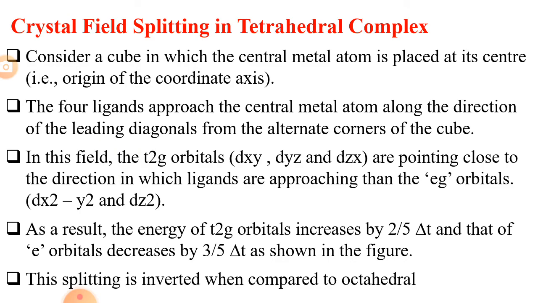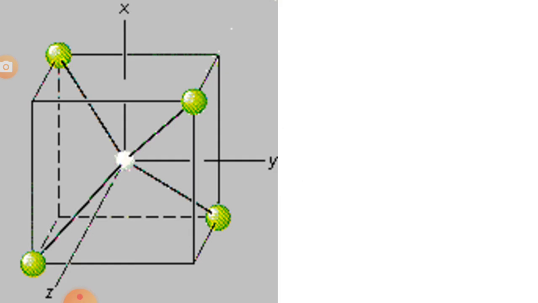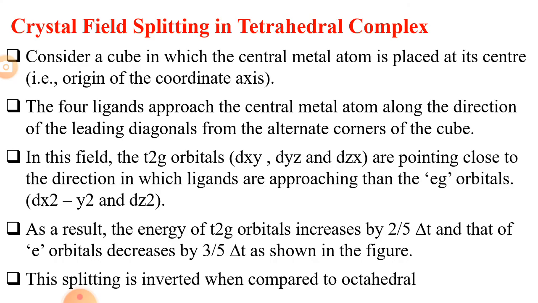The 4 ligands approach the central metal atom along the direction of the leading diagonals from alternate corners of the cube. There are 4 ligands placed in alternate corners of the cube. There is the x-axis and another one is the y-axis, but the 4 ligands are placed in alternate corners. On the upper side there are 2 ligands, and on the lower side there are 2 ligands exactly opposite to the upper ligands, placed in alternate corners.